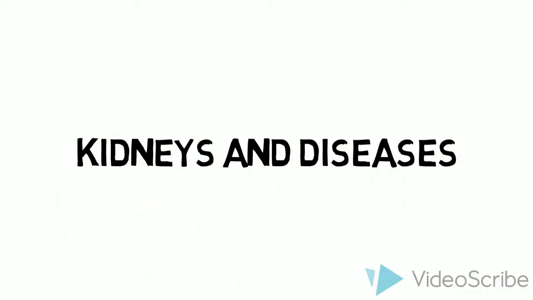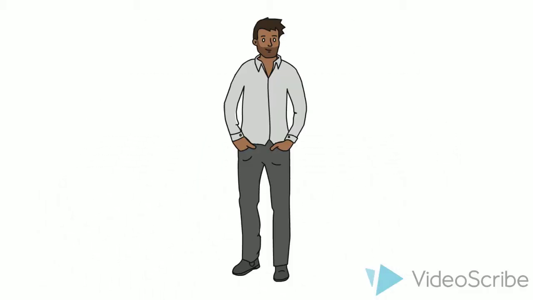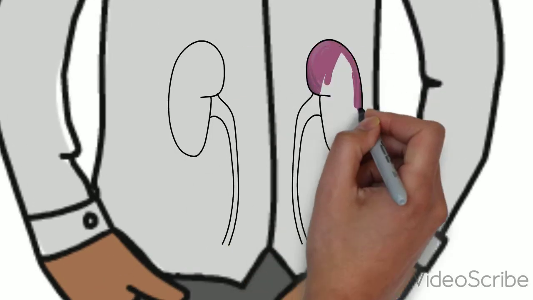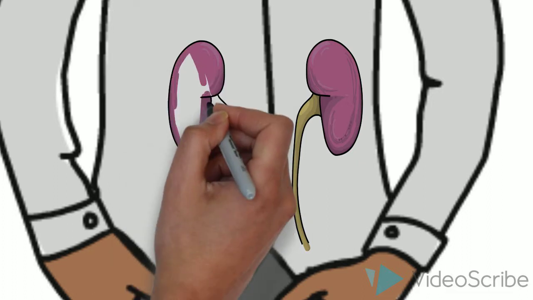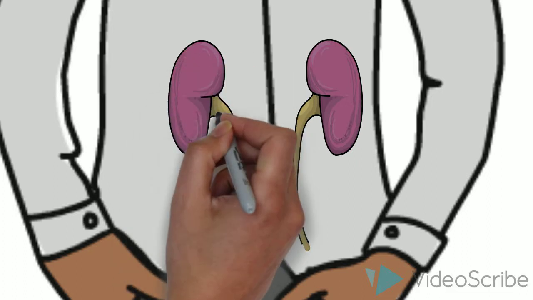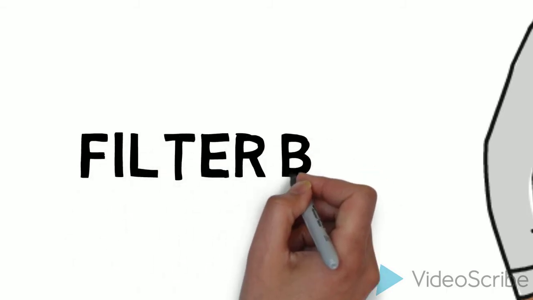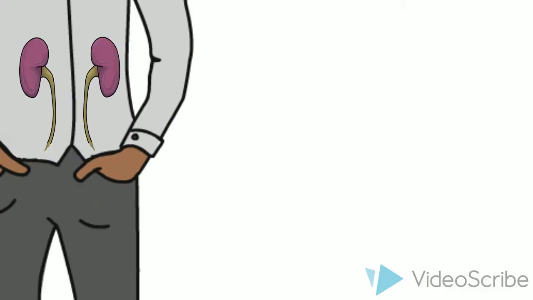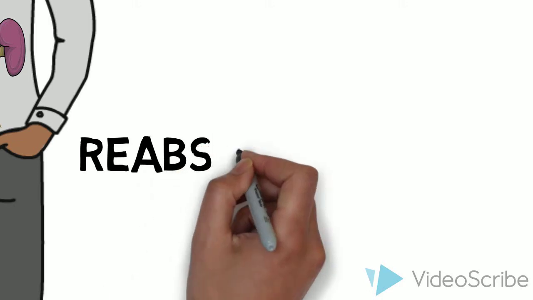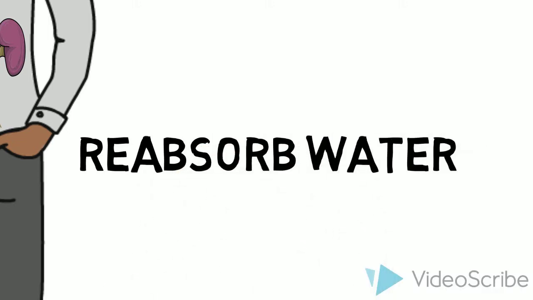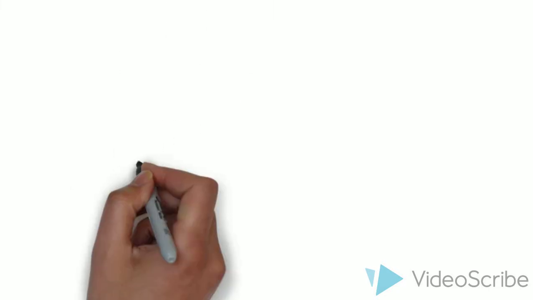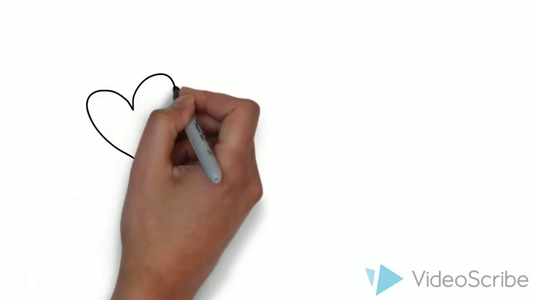Kidneys and diseases. You have two fist-sized organs inside you called kidneys. Kidneys are very important to keep your body functioning, since they filter waste out of your blood and they reabsorb water from the waste that is filtered out so that you don't get too dehydrated. To understand how diseases work, first it is important to have a basic understanding of how the kidneys work.